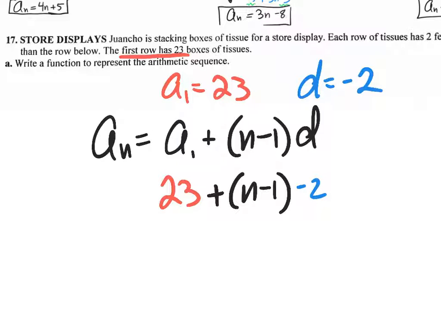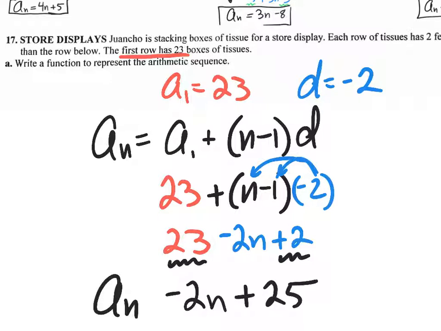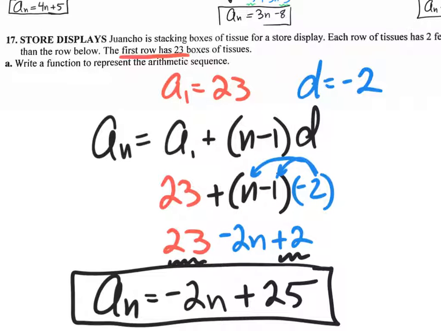Now, I would put a multiplication dot or parentheses so you don't make the mistake of thinking that it says minus 2. It's really a negative 2 that you have to multiply by when you distribute. So when you go negative 2 times n, you're going to get a negative 2n. Negative 2 times negative 1, you get a positive 2. And of course, the 23 comes down, and out of those three terms, you could combine the 23 plus 2, giving you a positive 25. Bring down the minus 2n right there, bring down the a sub n with the equal sign, and you have the equation that models this situation.